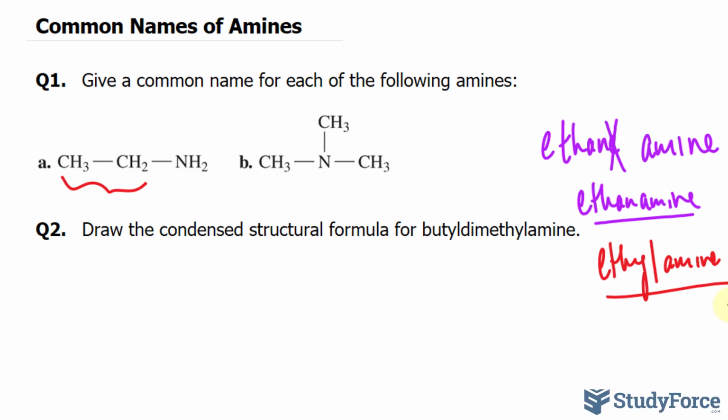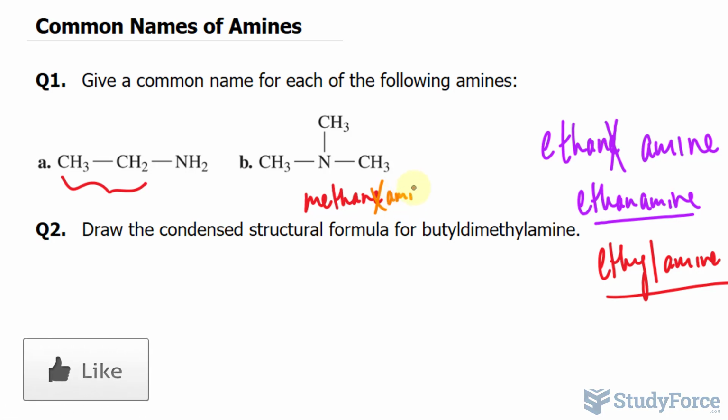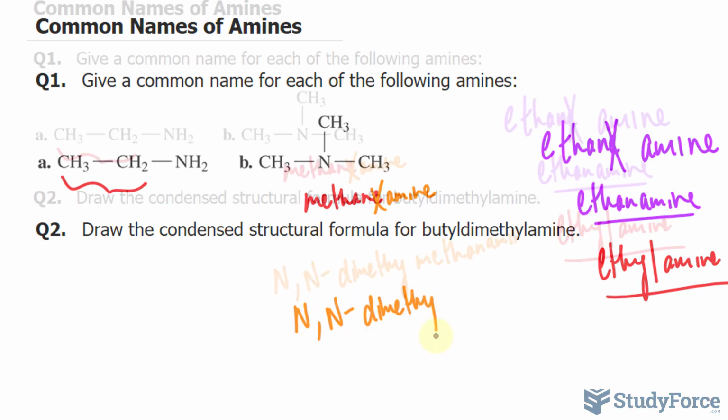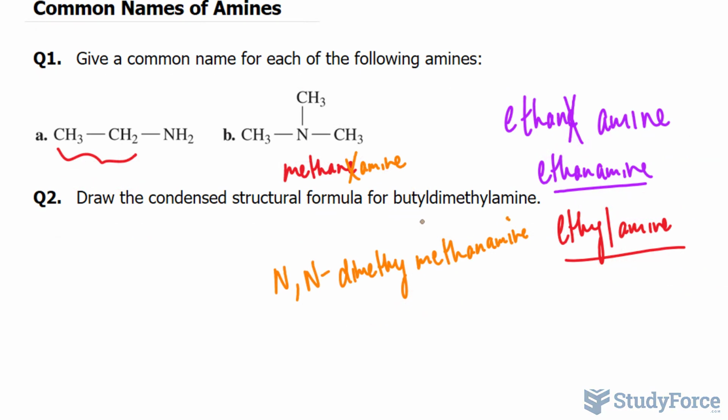Moving on to B, let's discuss the common name of this. The longest chain here is 1 carbon long. So we know that it starts with methane. We drop the E with amine. So methanamine, that's the base name. And we have these 2 substituents. They're both methyls. So we can write down dimethyl. No need to put 1 methanamine because that would only add to the redundancy of the name.